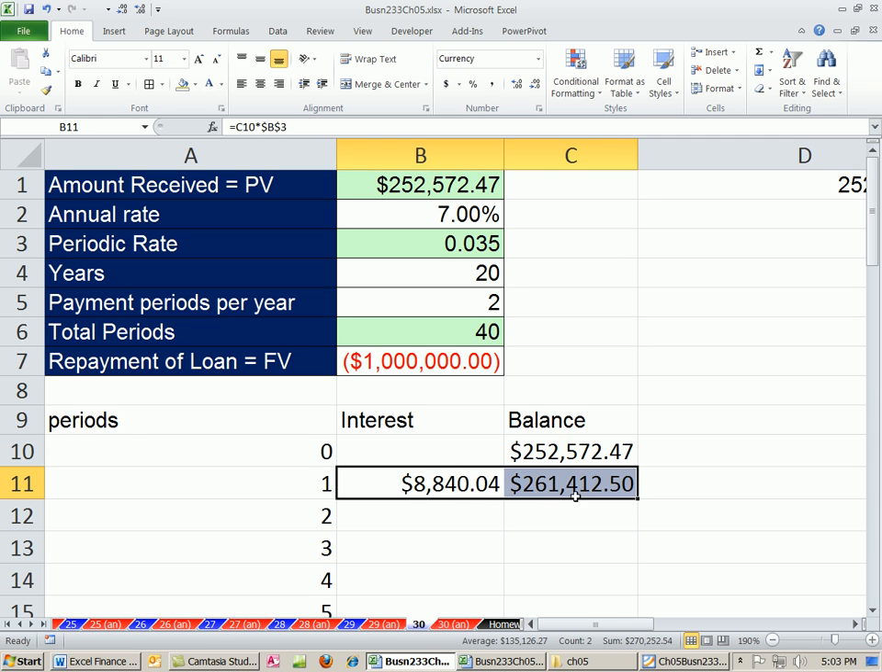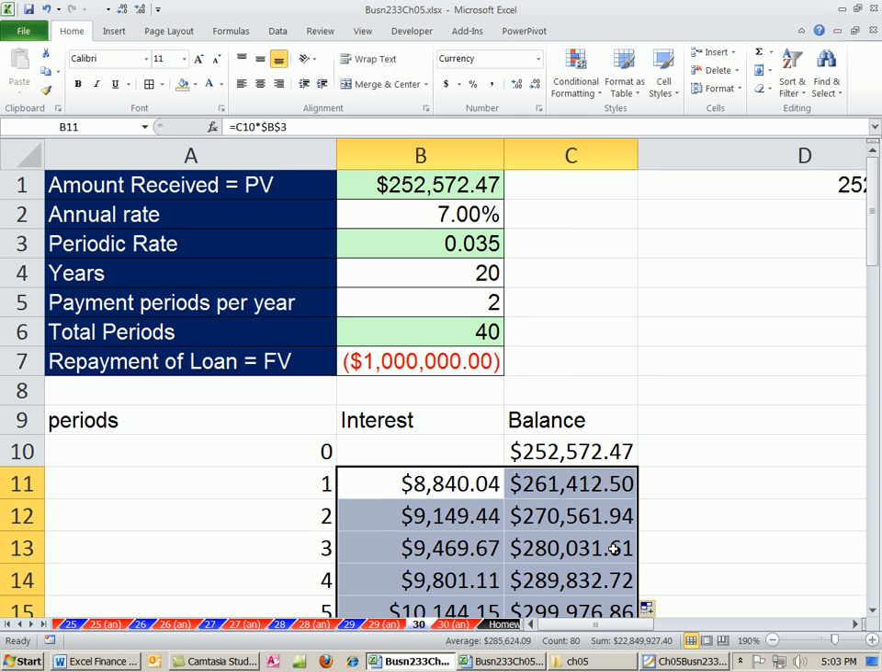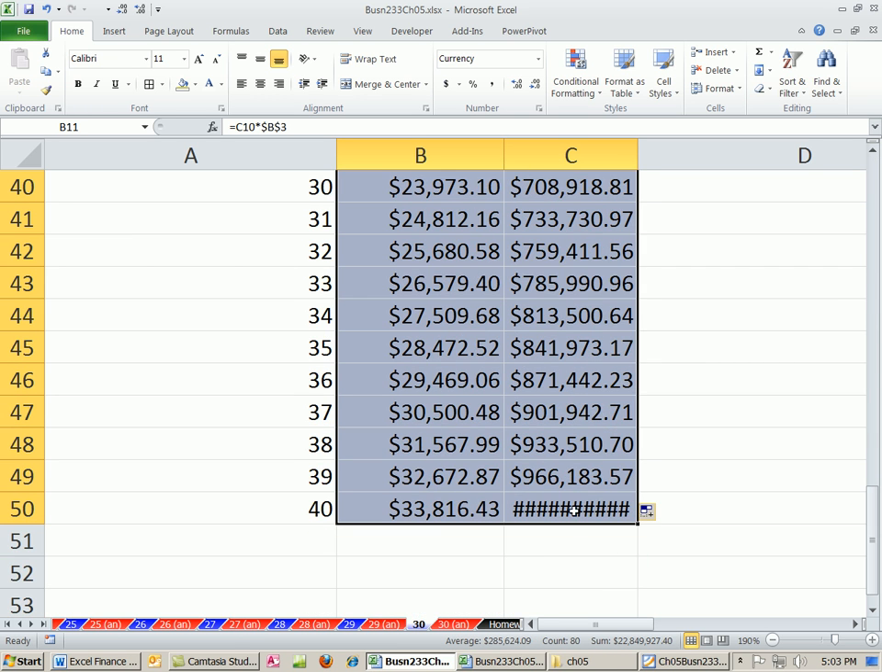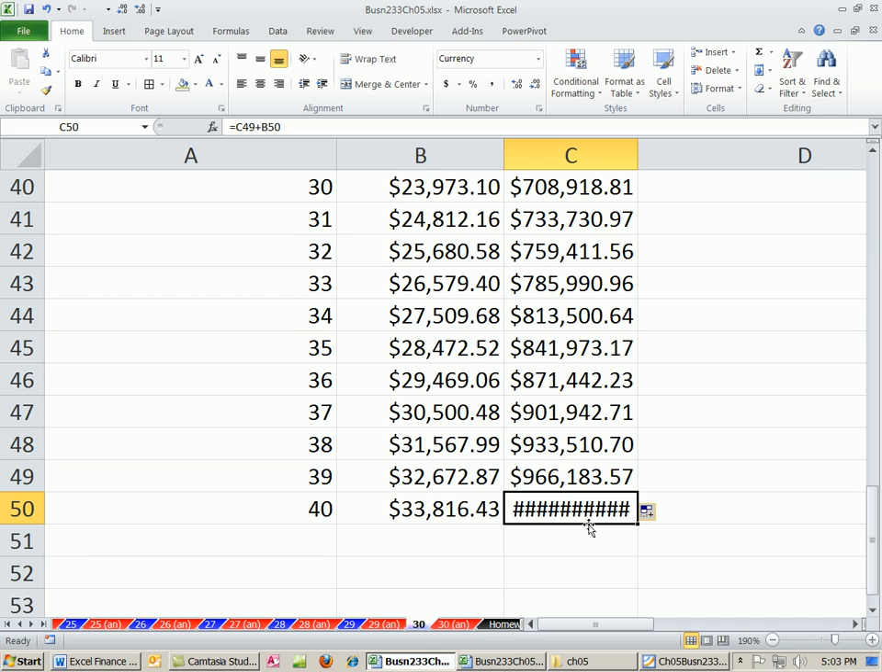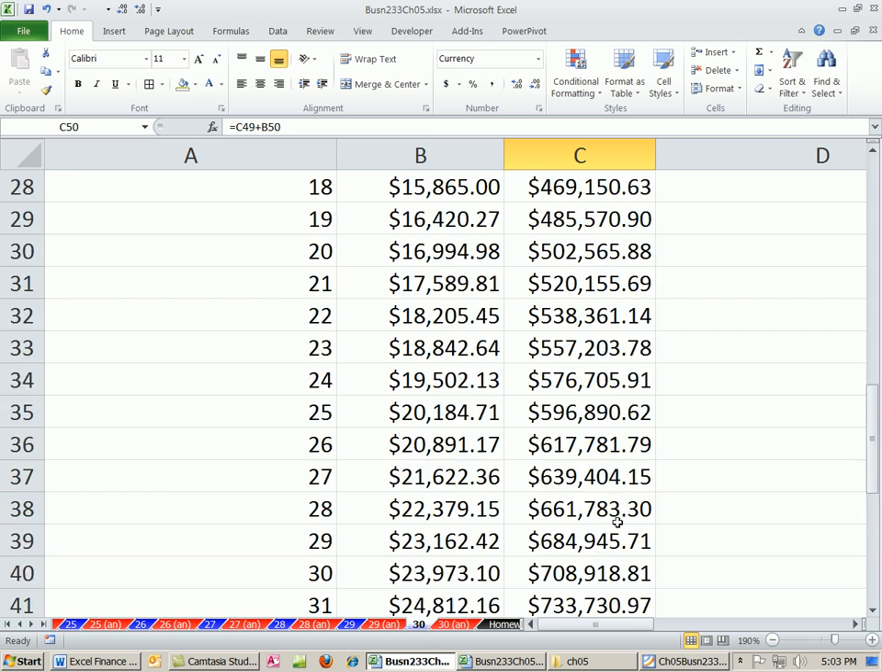Now we can highlight both of these, and those are relative cell references. That'll always work all the way down. So I double click and send it down, and we get to the bottom. It should be exactly a fence. No, those are railroad tracks. No, it just means the column's not wide enough. So there's our $1 million.